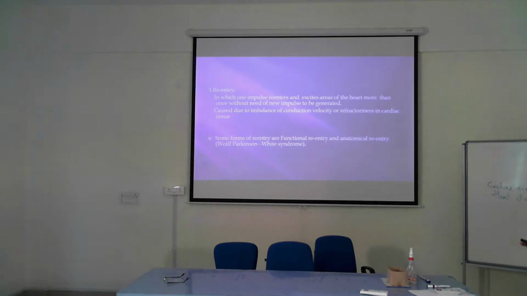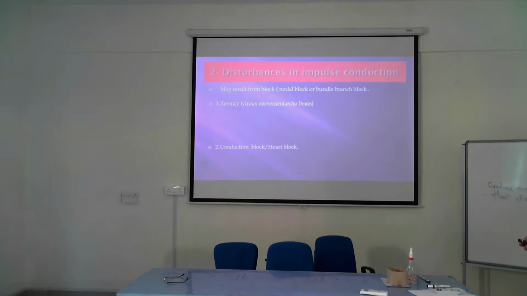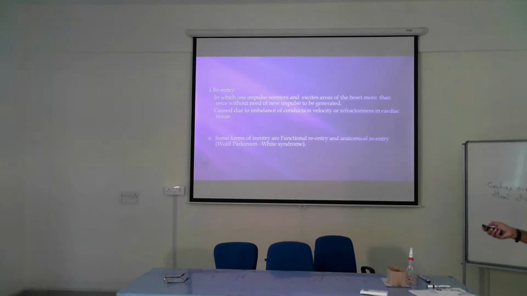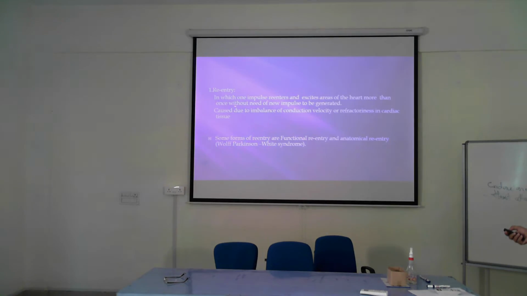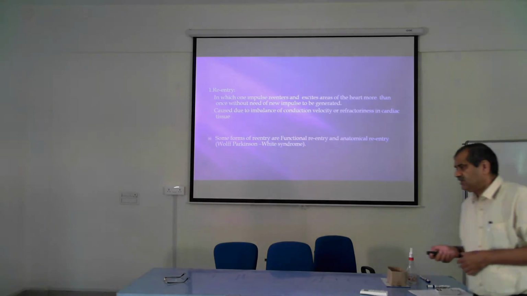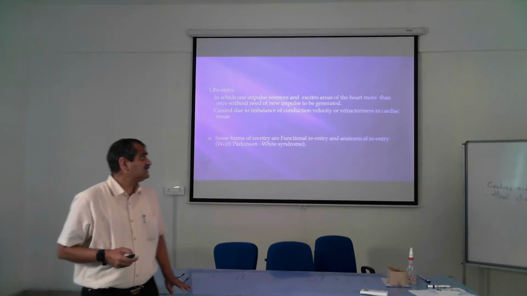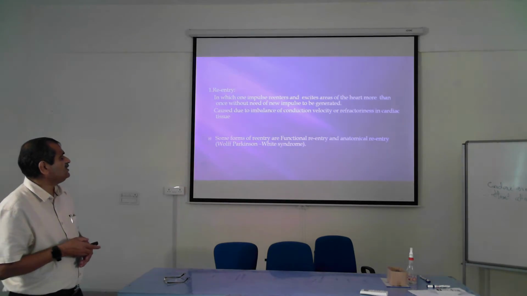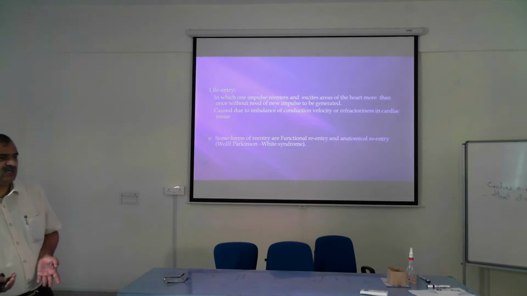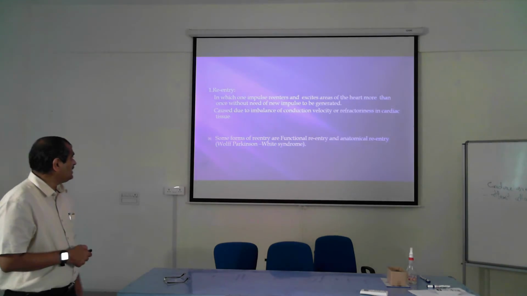So there will be a block and re-entry here. The usual circus movement, you have seen that there is a diagram where it enters then ends. So we'll see what is the circus movement. Re-entry means then conduction block or heart block. There are varieties of the block. And re-entry means one impulse re-enters and excites an area of the heart more than once without the need of a new impulse to be generated. Means first the impulse is generated in such a way that one area of the heart is excited, which excites the entire heart without the need of a new impulse. But in between, if there are newer impulses, then it causes the cardiac arrhythmia.